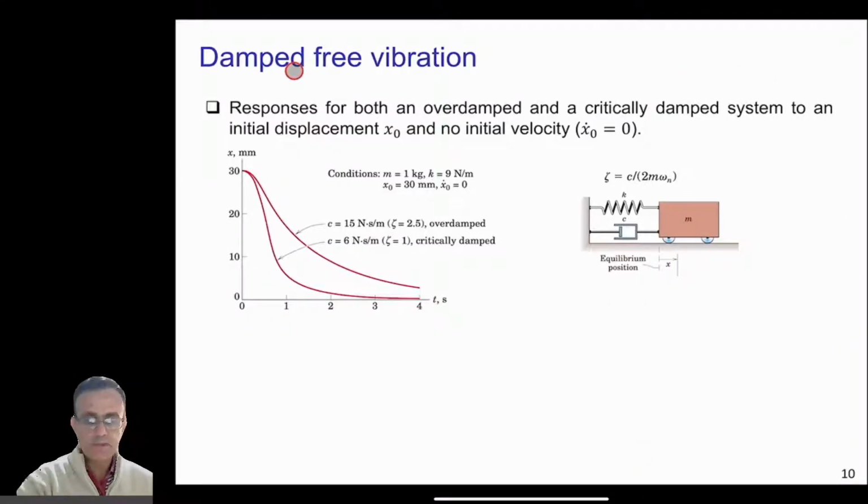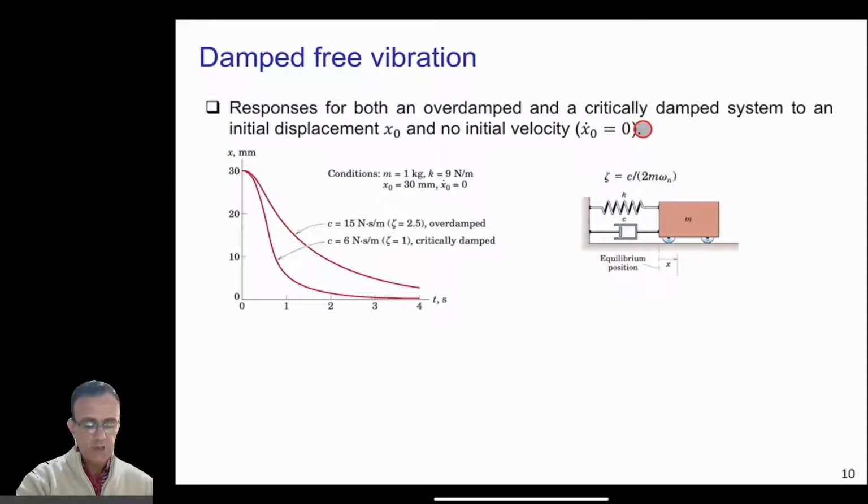Okay, so now in addition to this, if you want to see how the overdamped and critically damped systems will behave, consider this system consisting of K and C here. If you give it some displacement, it will start to vibrate, but the vibration will decrease with time. And now we know the response for both an overdamped and critically damped system to an initial displacement x naught and no initial velocity, x naught dot equal to 0.